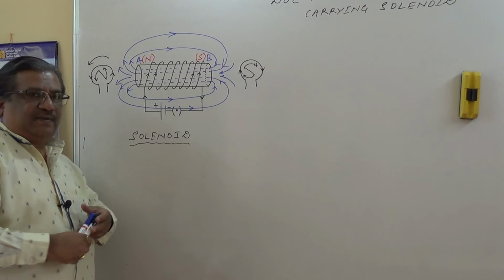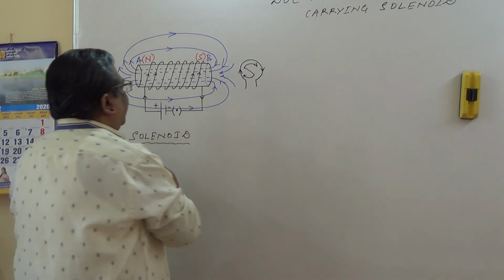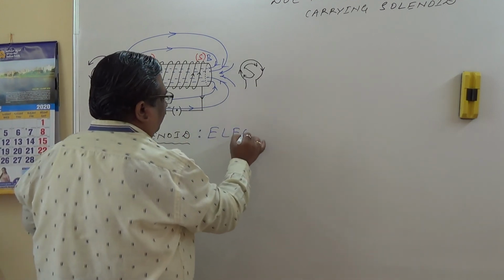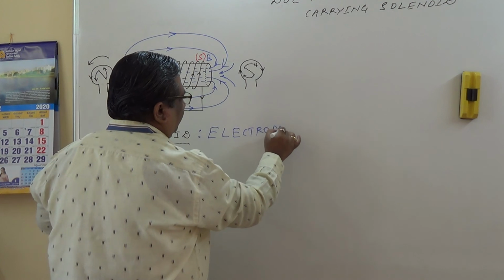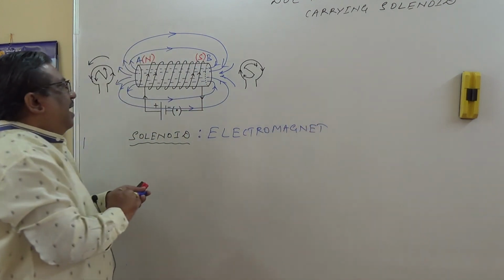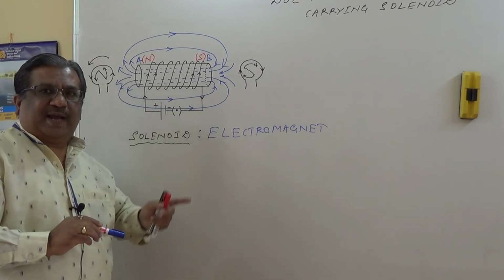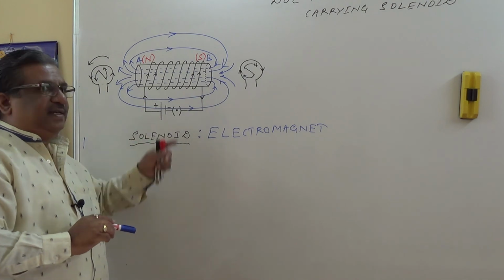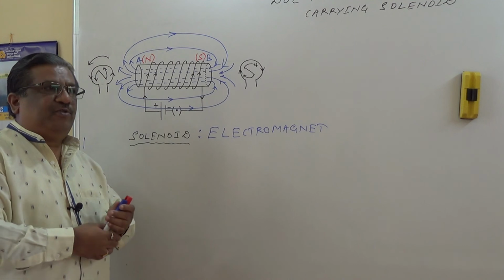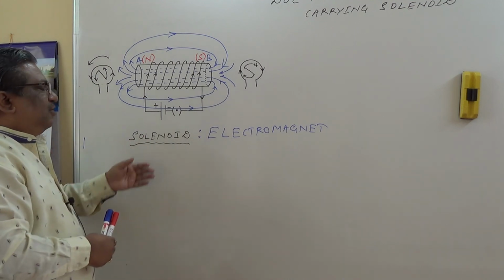What are the applications of the solenoid? See, this is called an electromagnet. Actually, the solenoid is nothing but an electromagnet. Meaning, as long as there is a flow of electric current, it behaves like a magnet. Once the electric current is switched off, this assembly will get demagnetized and you do not observe any magnetic properties. And therefore, this is called an electromagnet.